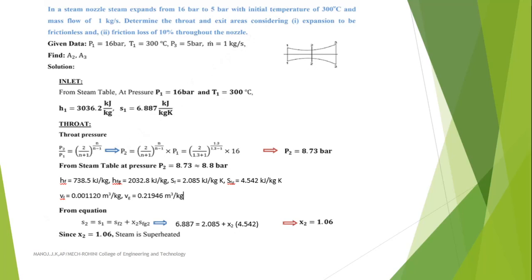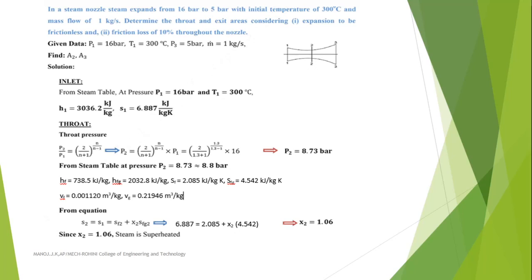So look at the diagram given above. We are dividing it into three sections. Section 1 is the inlet region, section 2 is the throat region, and 3 is the exit region, right? We have divided it into three parts. So first of all, before solving the problem in a steam nozzle, we need to understand what is the condition at the specified region. What is the condition or the quality of steam at the specified region?